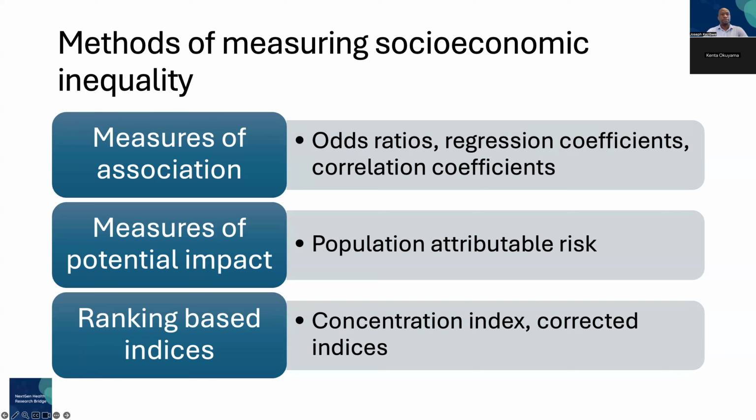And then we have the measures of potential impact, especially at the population level, for example, population attributable risk. And lastly, which we are going to focus on more, are the ranking-based indices. These include the concentration index, for example, and also the corrected concentration indices, as we shall see.